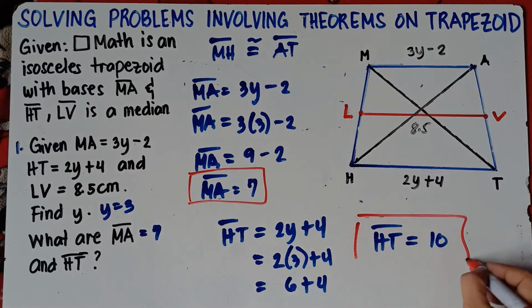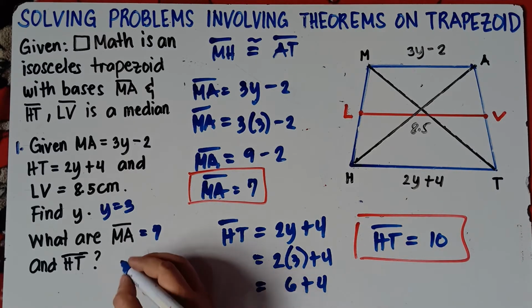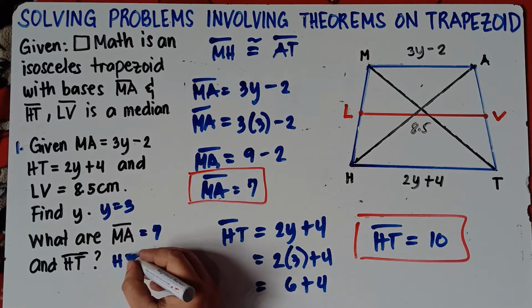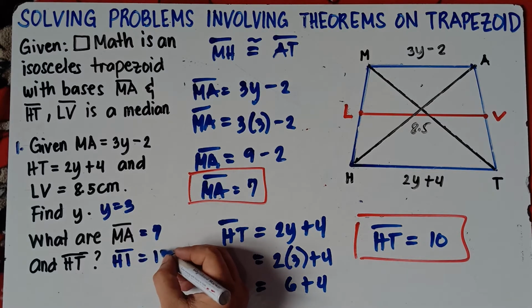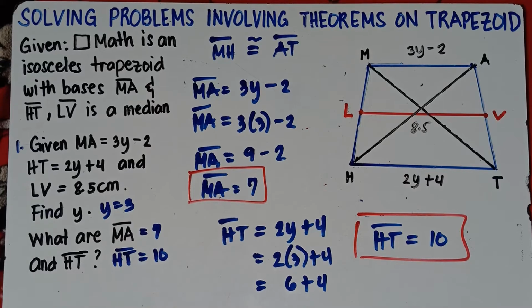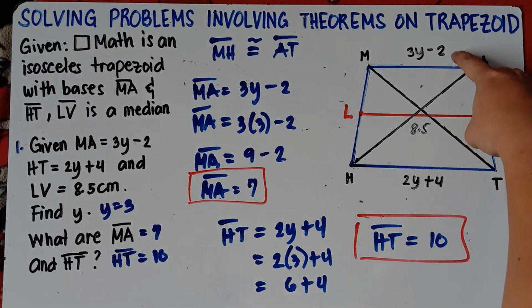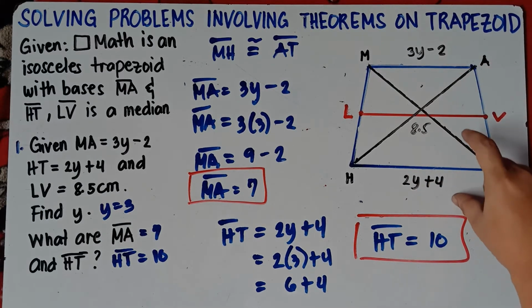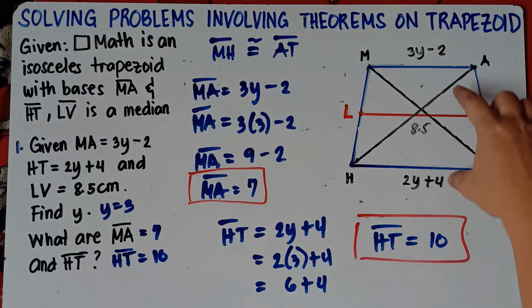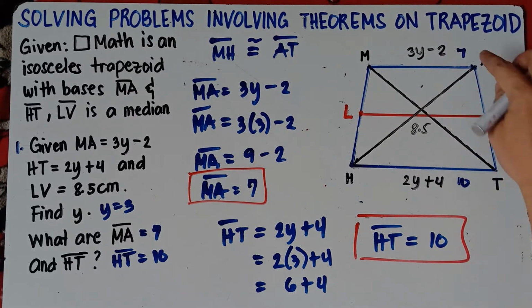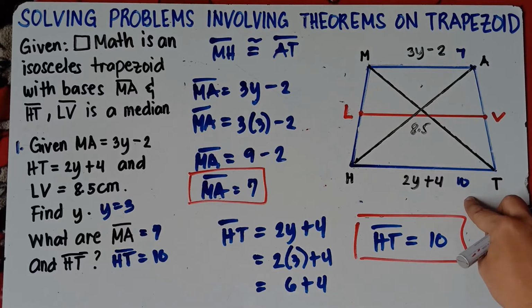Alright, so HT is 10. Line segment HT is equal to 10. If you check this one, class, adding 7 for MA and 10 for HT, 7 plus 10 is 17, divided by 2.